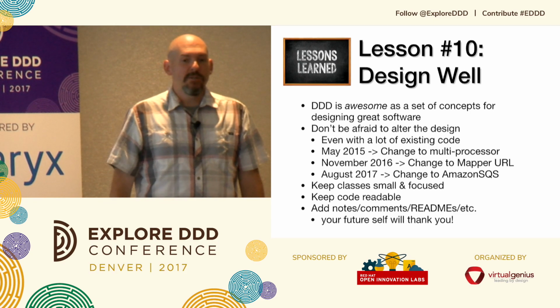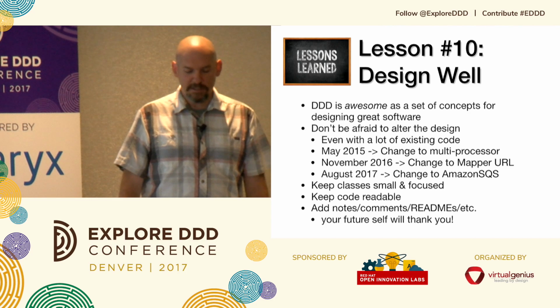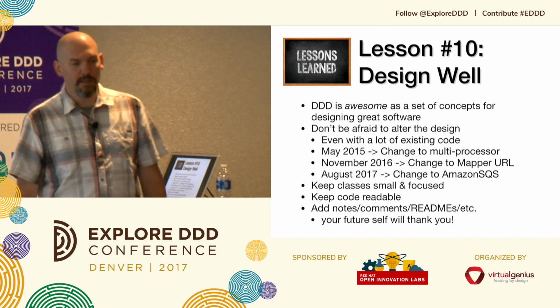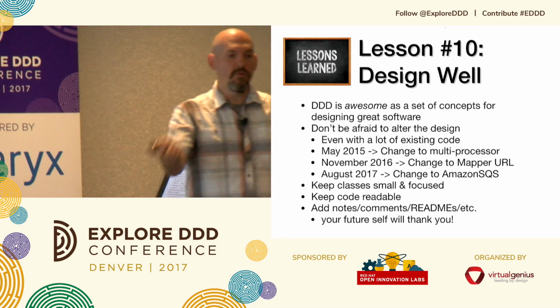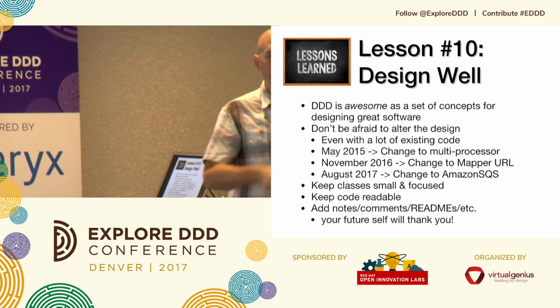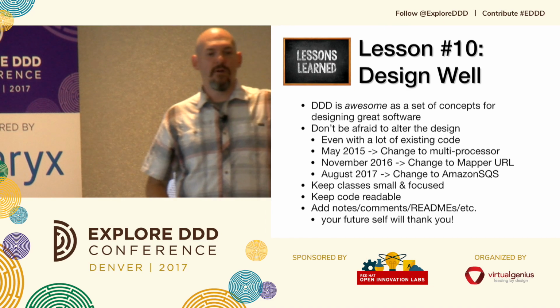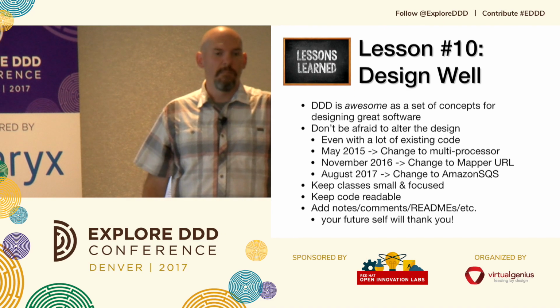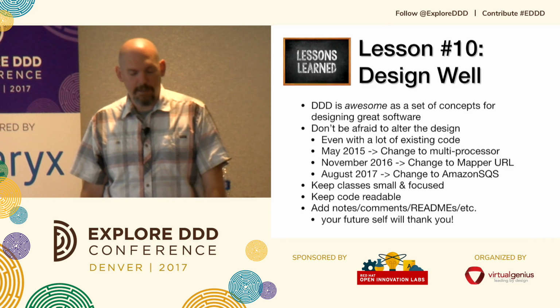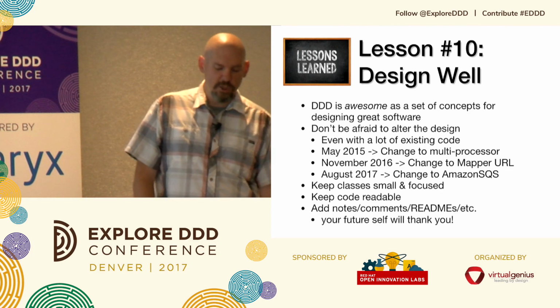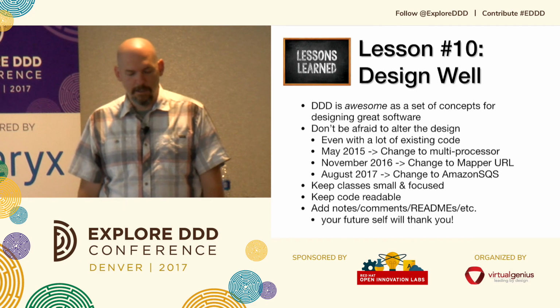In May, we changed to a multiprocessor from a single processor. In November of 2016, we changed from having local YAML files to define all our mappings to a service. French Property built their own service so that all those config files could be managed themselves. And then in August, as I said, we switched from Iron Q to Amazon SQS.